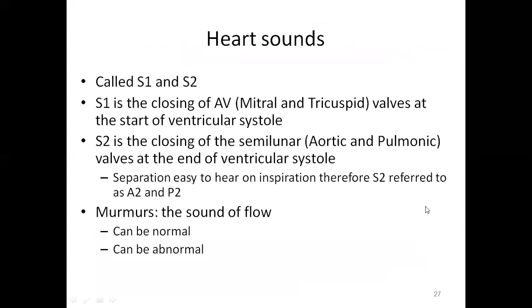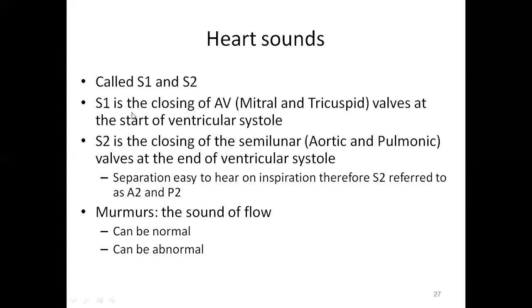Now we'll talk about the heart sound. Generally you have heard that the heart sound is dhak dhak, but it's not so. The heart sound is lup dup, L-U-P, D-U-P. Now the heart sounds are S1 and S2.